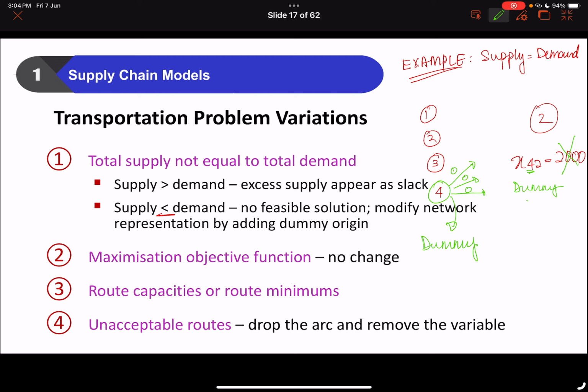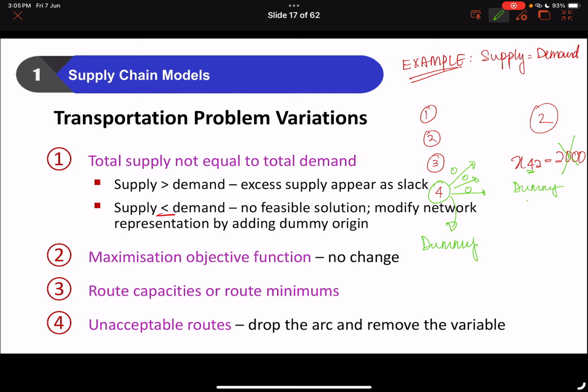All right. And then the second variation, we look at maximization of the objective function. In some transportation problems, the objective is to find a solution that maximizes profit or revenue per unit as coefficients in the objective function. If that is the case, then we will solve a maximization rather than a minimization linear programming model. There will be no effects to the constraints.